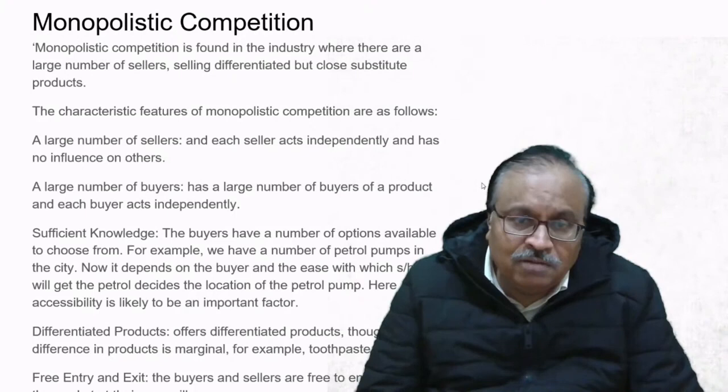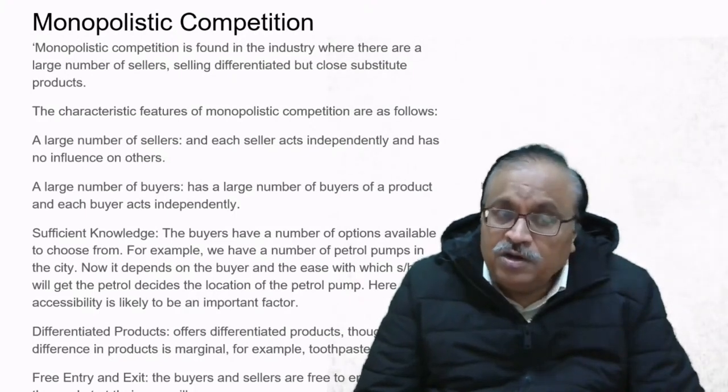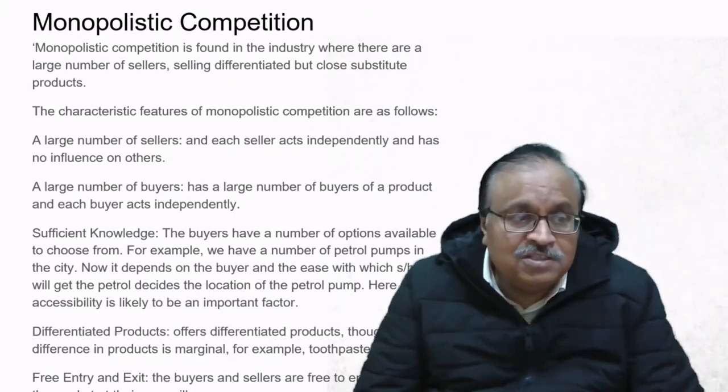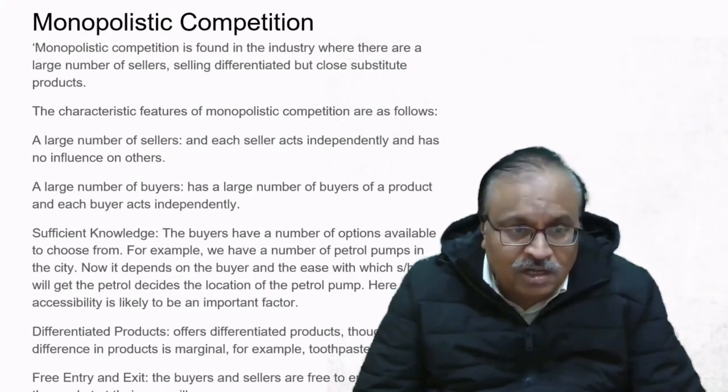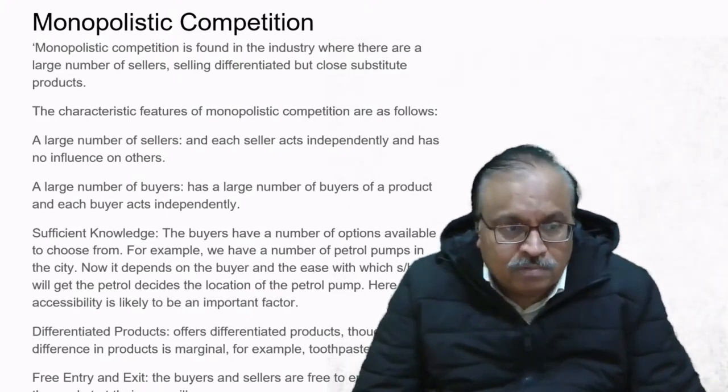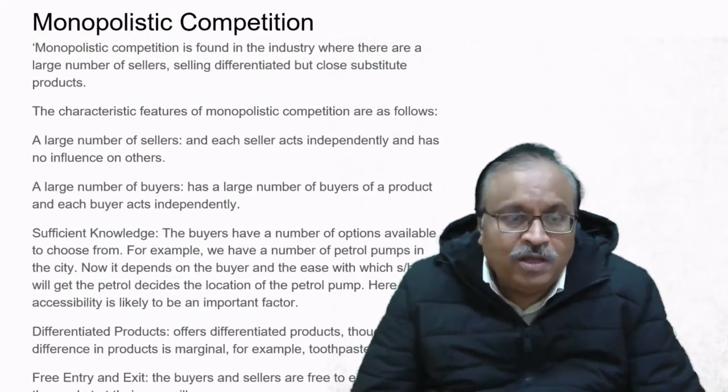For example, we have a number of petrol pumps in the city. Now it depends on the buyer, and the ease with which he or she will get the petrol decides the location of the petrol pump. Here, accessibility is likely to be an important factor.